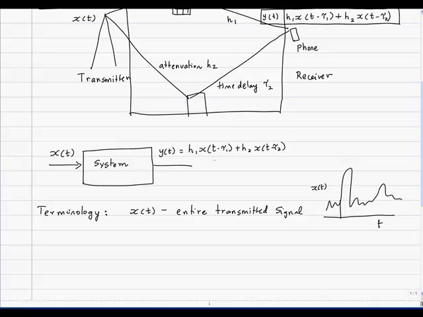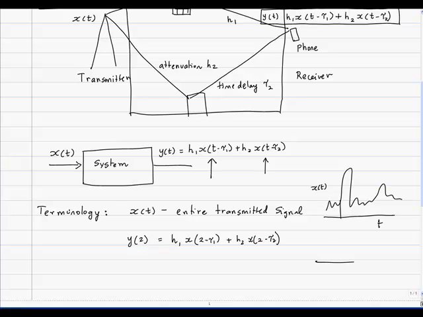The reason I say that is this. Look at what this means. You can think of it as two ways. One way to think of it is it's x of t shifted by tau 1 seconds to the right, and this is x of t shifted by tau 2 seconds to the right. But another way to think about it is that if I want to find the value of y at, let us say, 2 seconds, I could do this by computing h1 times x of 2 minus tau 1 plus h2 times x of 2 minus tau 2.